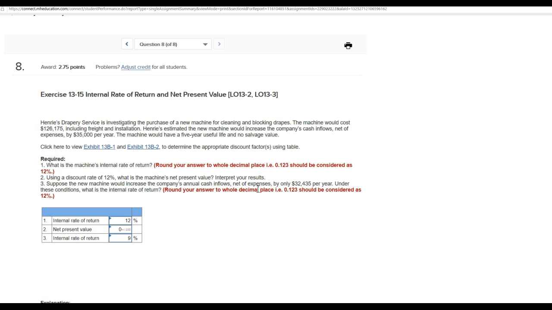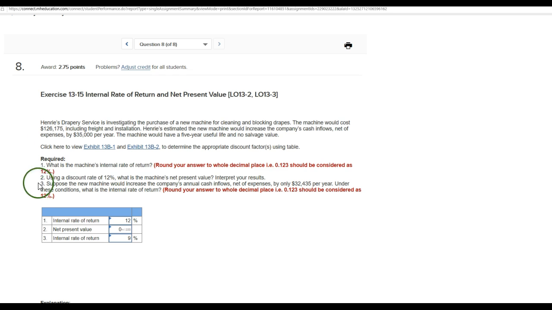In this video, I'd like to show you how to work exercise 13-15. Here we're going to generate the internal rate of return and also compute the net present value. Now this exercise is similar to problem number 8 of your homework in Module 7. You'll have the same problem here but different numbers, so you can just follow my example and you should be able to work it out with your own numbers.